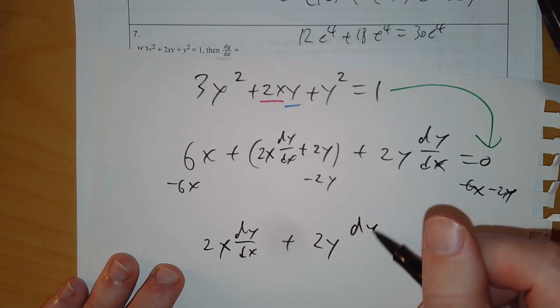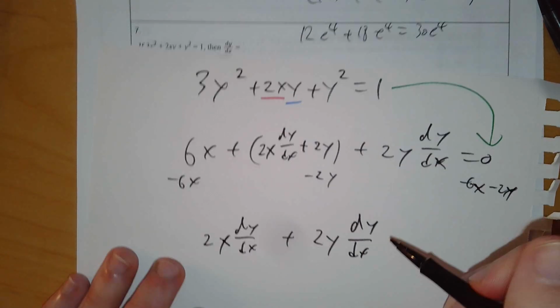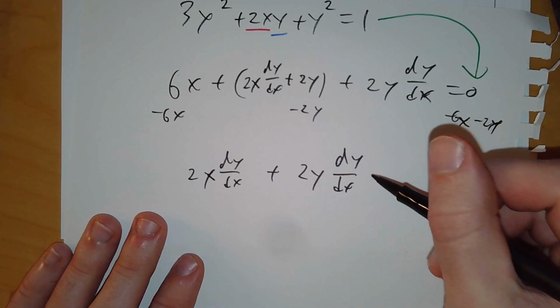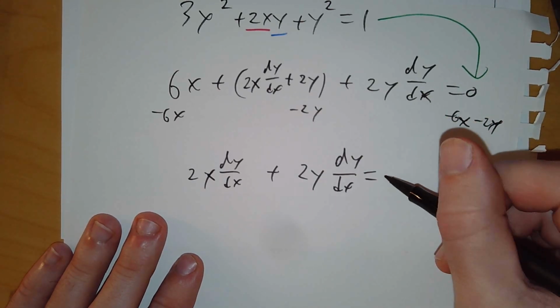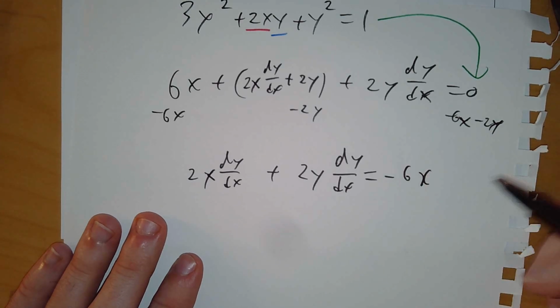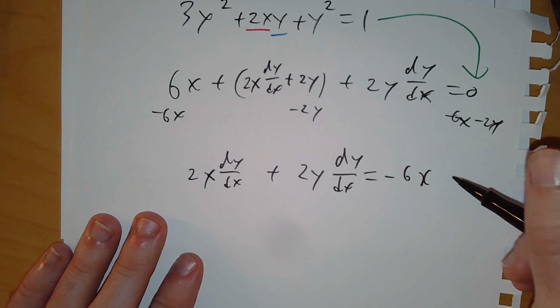Do not do what I do and write so messily that you can't tell the difference between x's and y's. Okay, I'm going to take my time here. Negative 6x. Some people write their x's like this to avoid that happening. I've seen that.